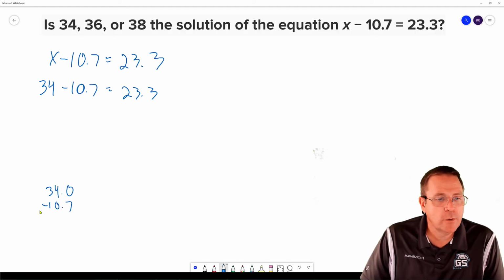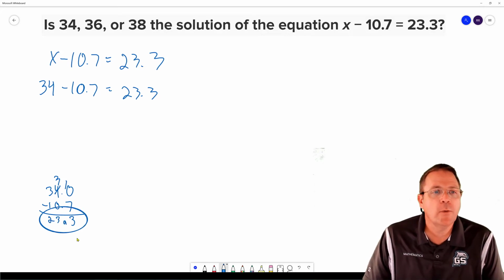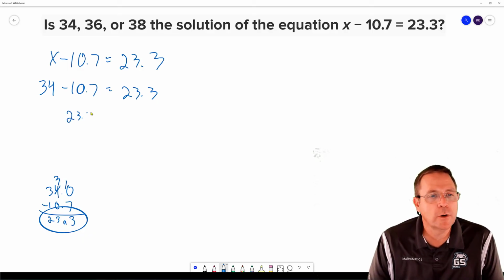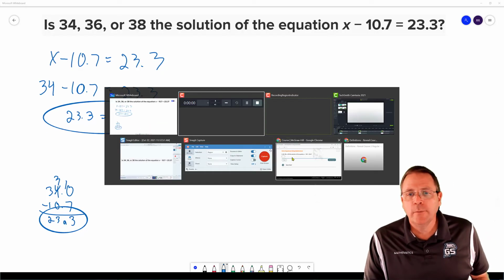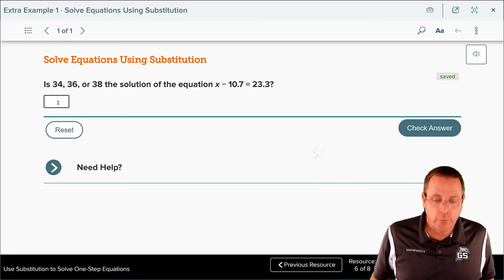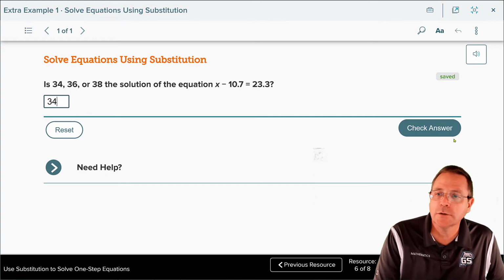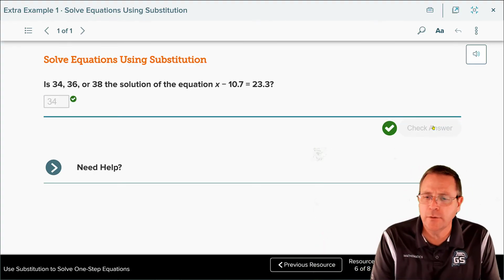34.0 minus 10.7. You're going to do some borrowing, and that means 10 minus 7 is 3. 3 minus 0 is 3. 3 minus 1 is 2. And would you look at that? We got lucky on the first one. 23.3 is equal to 23.3. So we can circle that as an answer. And then we're going to come back over here and type in the 34 as the solution that actually worked. Hit check. And it really is that simple to do these. Nothing to them at all.